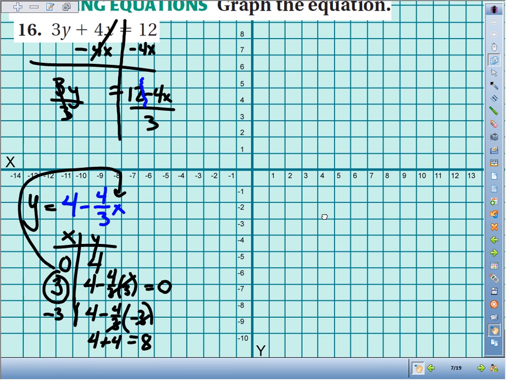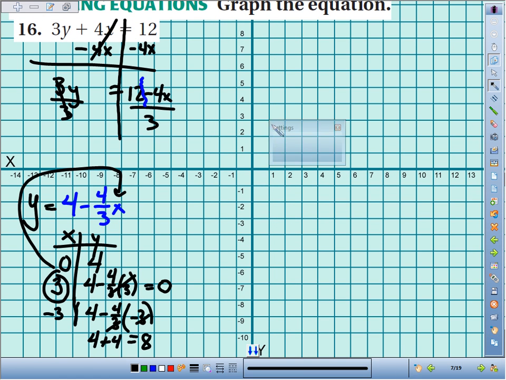If I'm ever fishy on whether or not I've graphed this right, I can plot the 3 points, and if they're in a line, I'm probably okay. 0, 4. 3, when x was 3, we got 0. And negative 3 gives me 8. Negative 3, 8. I look at these 3 points. They're in a nice line. Chances are I graphed it correctly. The last step, since they didn't specify a domain, I need to connect the dots and show that I can go anywhere, that there are an infinite number of solutions that make this equation true.